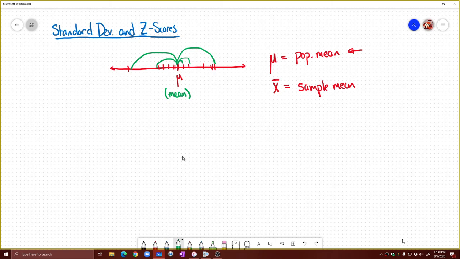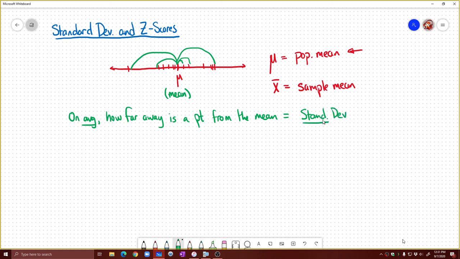So the question then becomes, if I'm going to measure spread, I would say, on average, how far away is a point from the mean? So how far away, on average, are we going to be from the mean? And that is what standard deviation means. Standard meaning we're going to standardize, we're going to average those deviations.